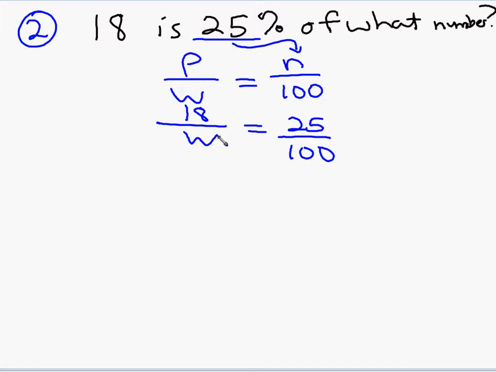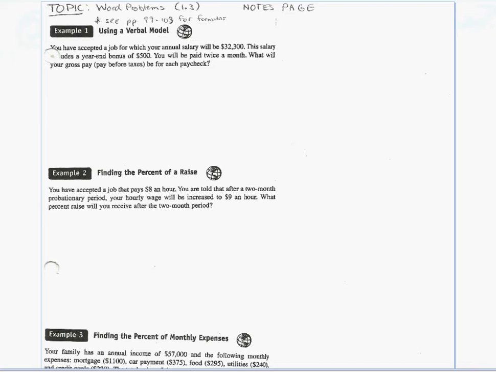And the next, let's go ahead and go now to the actual notes page. Example number 1. You've accepted a job for which your annual salary will be $32,300. This salary includes a year-end bonus of $500. You will be paid twice a month. What will your gross pay before taxes be for each paycheck?